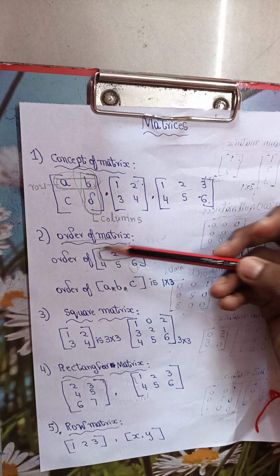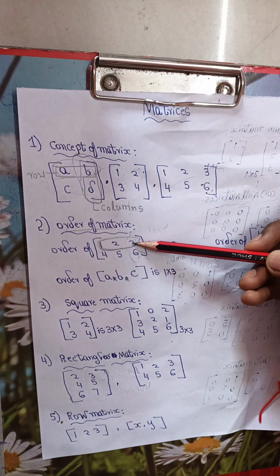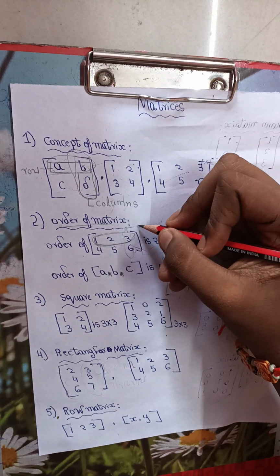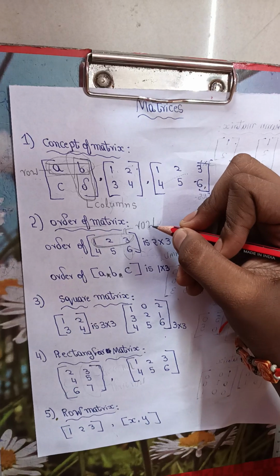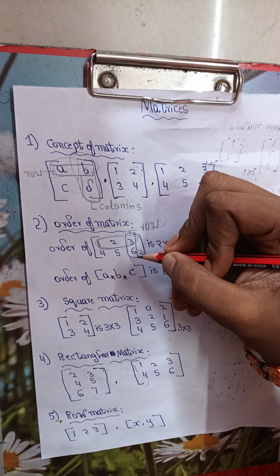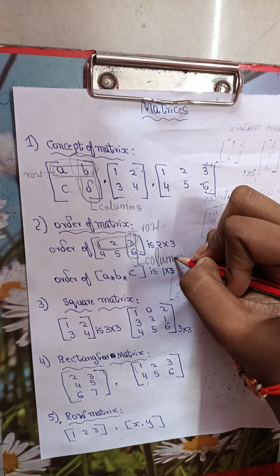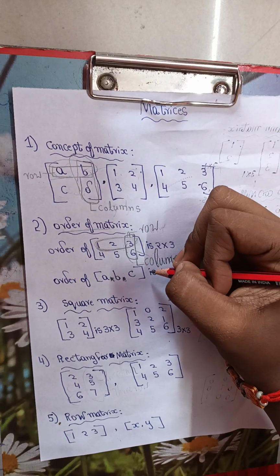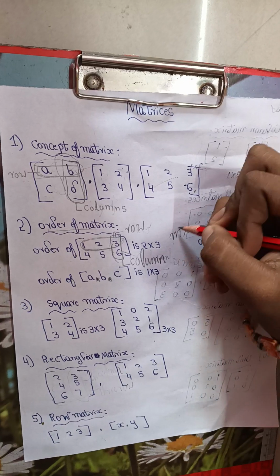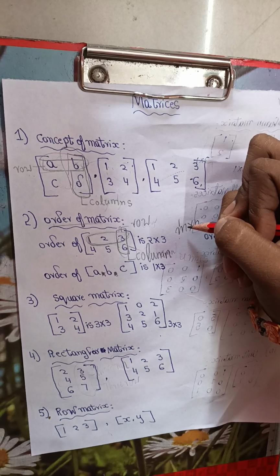And let's talk about the order of matrices. The horizontal arrangement of elements is called a row, and the vertical arrangement of elements is called columns. The number of rows and the number of columns of a matrix is called the order of the matrix.